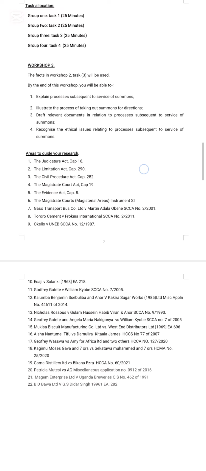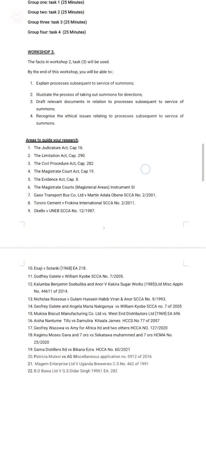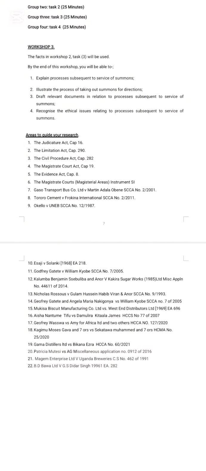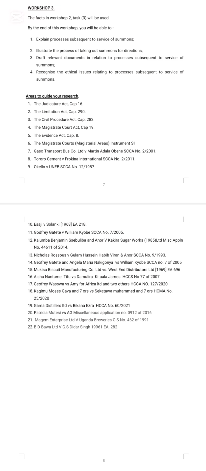So workshop 3, the facts in workshop 2, task 3 will be used. By the end of this workshop, you'll be able to explain the process subsequent to service of summons. So we have said that after serving summons, you file an affidavit of service. After filing an affidavit of service, you proceed to extract summons for the elections. After extracting summons for the elections, you go for scheduling conference. After going for scheduling conference, you go for full hearing of the case. Then draw relevant documents in relation to processes subsequent to service of summons. One will have affidavit of service, then extracting summons for the elections.